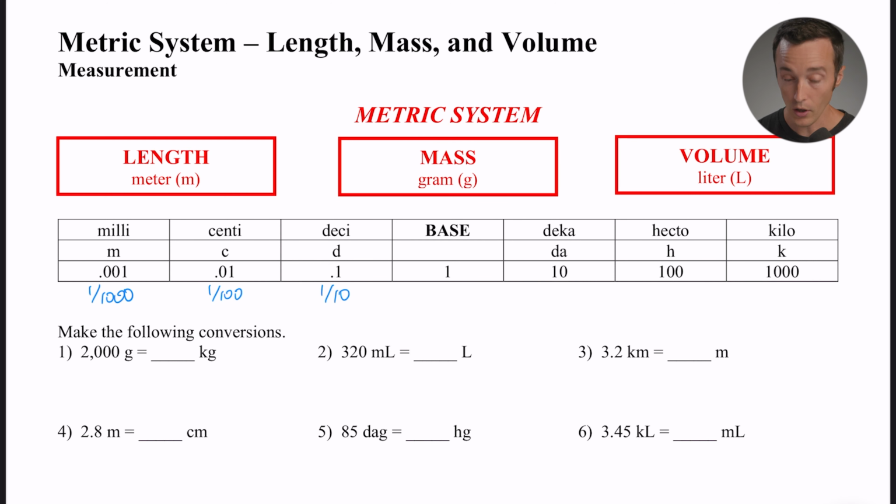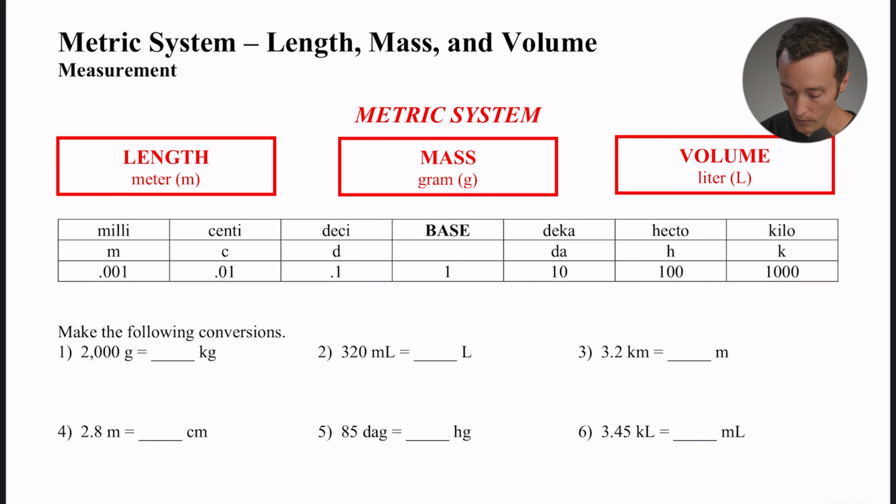Now you can go to the right on the scale as well. A decameter would be 10 meters, a hectometer would be 100 meters, or a kilometer would be 1,000 meters. And it works the same with mass if you're talking about grams, or the same in volume if you're talking about liters. So let me erase these here.